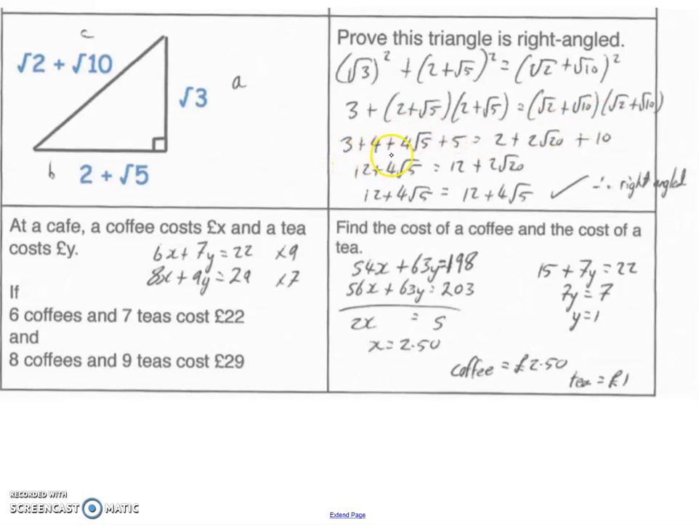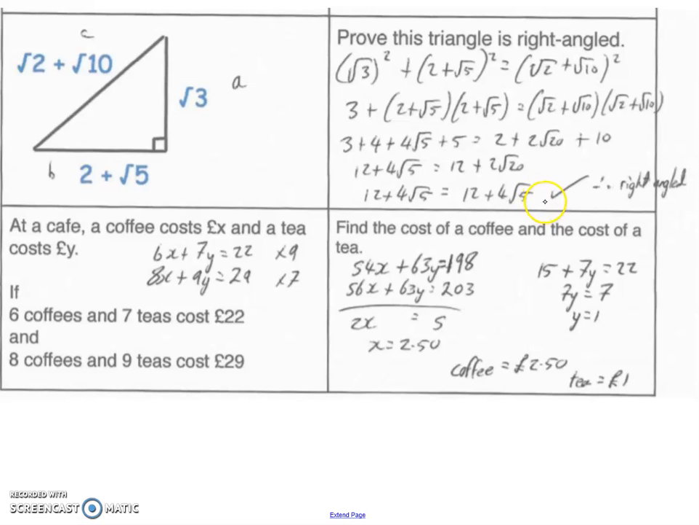By doing all of that expanding and collecting like terms, this is what you should get over here. And then simplifying, it's showing that it is giving you square root 2 plus square root 10 squared. So therefore it is a right angle triangle. Just making sure you're doing the steps properly.